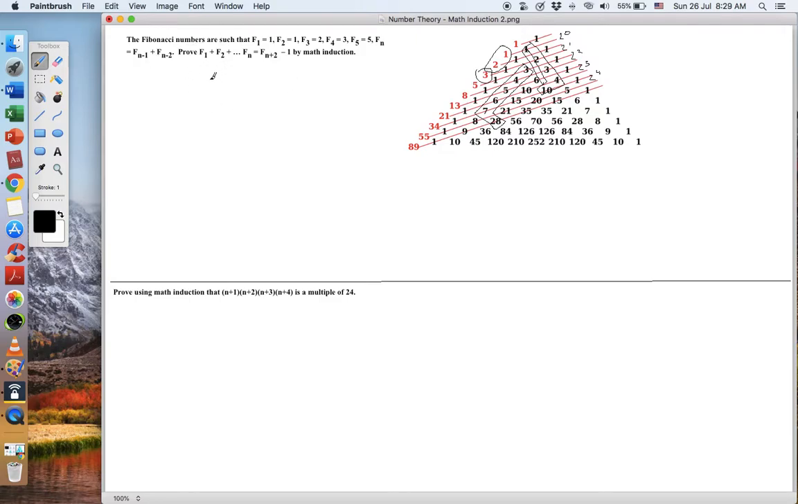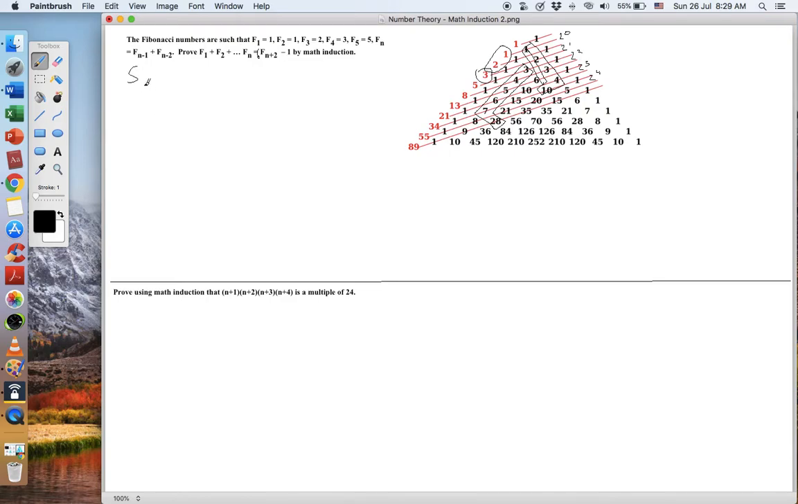And so what we want to do is prove the sum of the finite series of n terms of the Fibonacci series is equal to the term 2 beyond that last term, minus 1. So the sum of n terms in the Fibonacci sequence is equal to f sub n plus 2, minus 1.